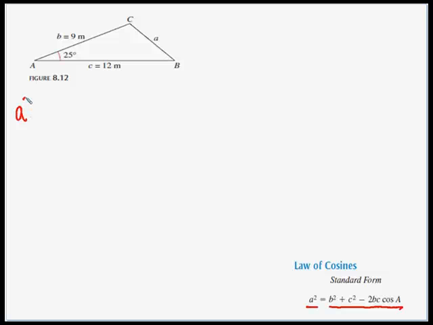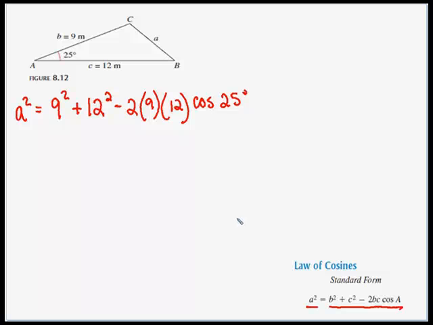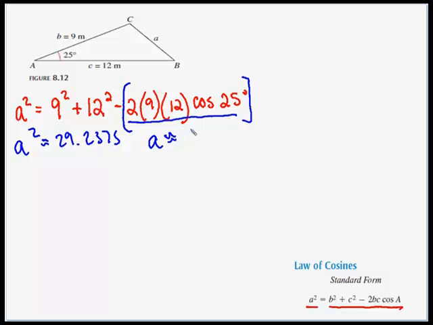So A squared is equal to B squared, or 9 squared, plus C squared, which is 12 squared, minus 2 times B times C times the cosine of the one angle we do know, 25 degrees. Be careful with the calculators. You might want to use grouping symbols for when we subtract this second term. 9 squared plus 12 squared equals minus left parenthesis. Do all this in there, close parenthesis, and then hit equals. And let's see, you're going to get A squared is approximately 29.2375, and then we square root, and you're going to get A is about 5.4. So A is 5.4.